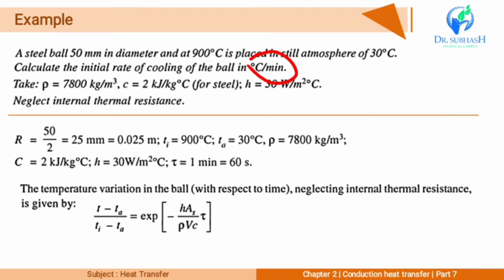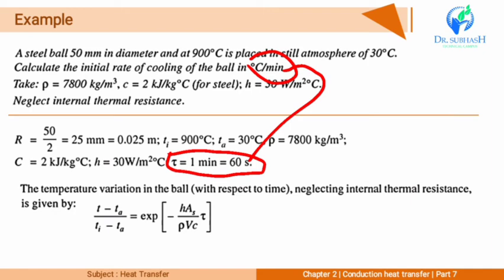Ti is equal to 900 degree centigrade, Ta, the atmospheric temperature, is 30 degree centigrade, density is 7800 kg per meter cube, and the others are C, h, and tau is equal to 1 minute, which is 60 seconds, because we want to find out the initial rate of cooling of the ball in degree centigrade per minute.